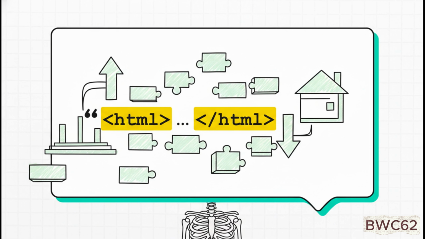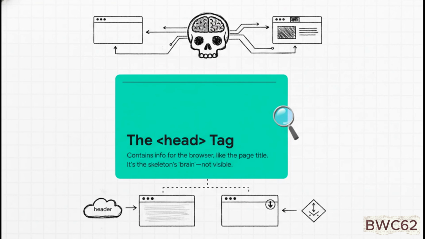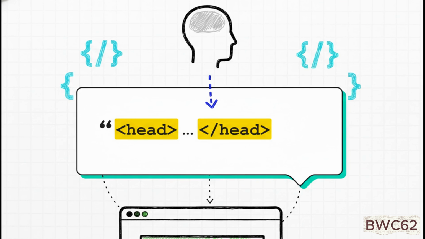Simple. Tucked right inside that main container is the head. Now, this part is kind of cool because it's like the skeleton's brain. It holds all this important info that the browser needs to know, like the little title you see up in your browser tab, but it's not actually part of what you see on the page itself. It's the brains of the operation, working behind the scenes. And just like our main HTML tag, the head gets its own opener and closer. It always goes right at the top of the document, which makes perfect sense for a head, right?